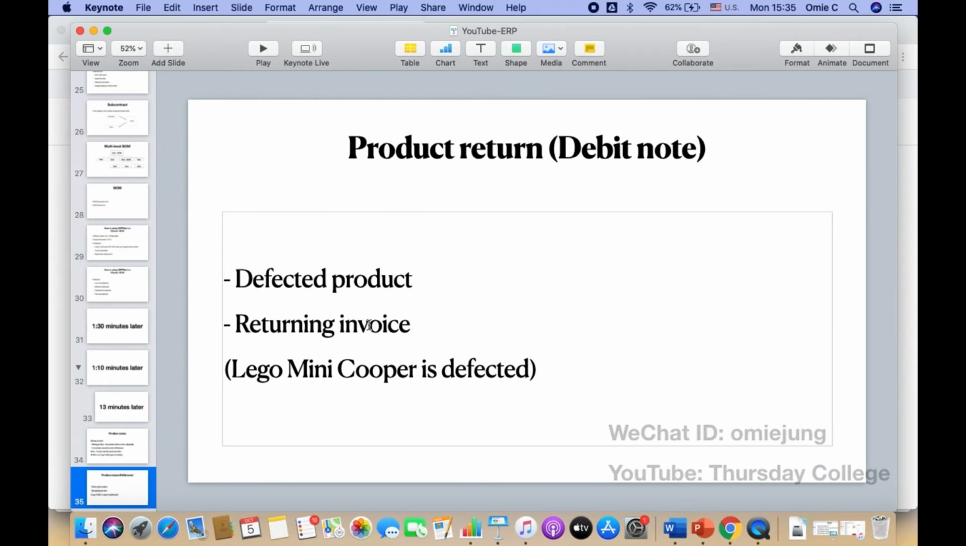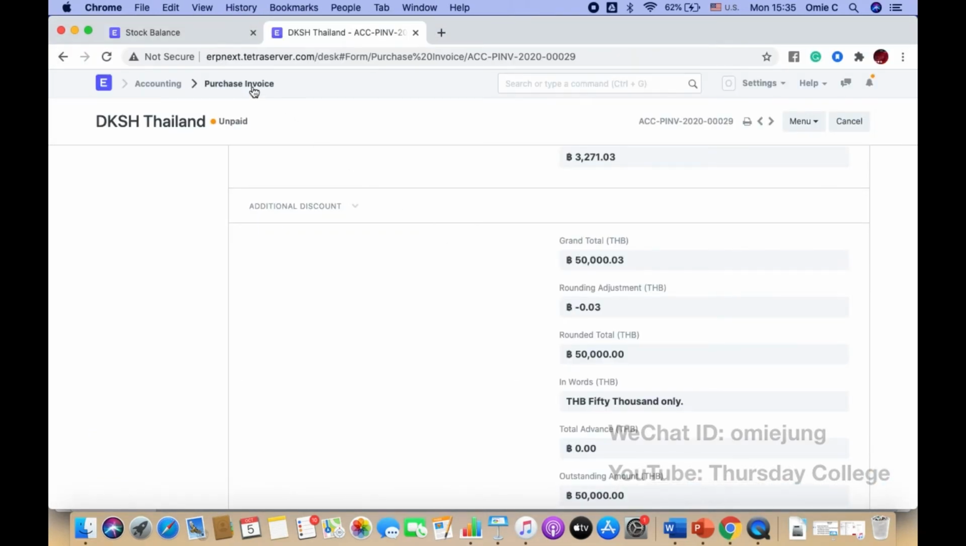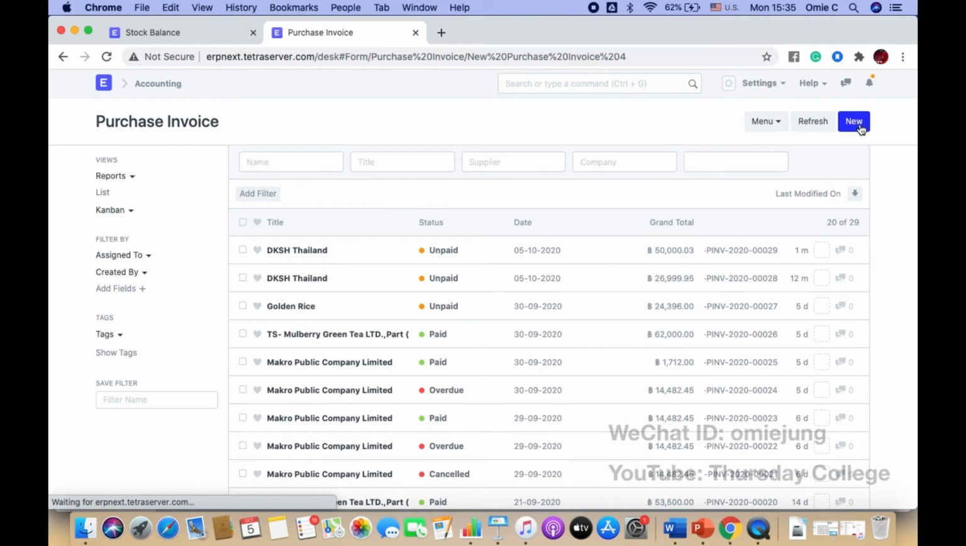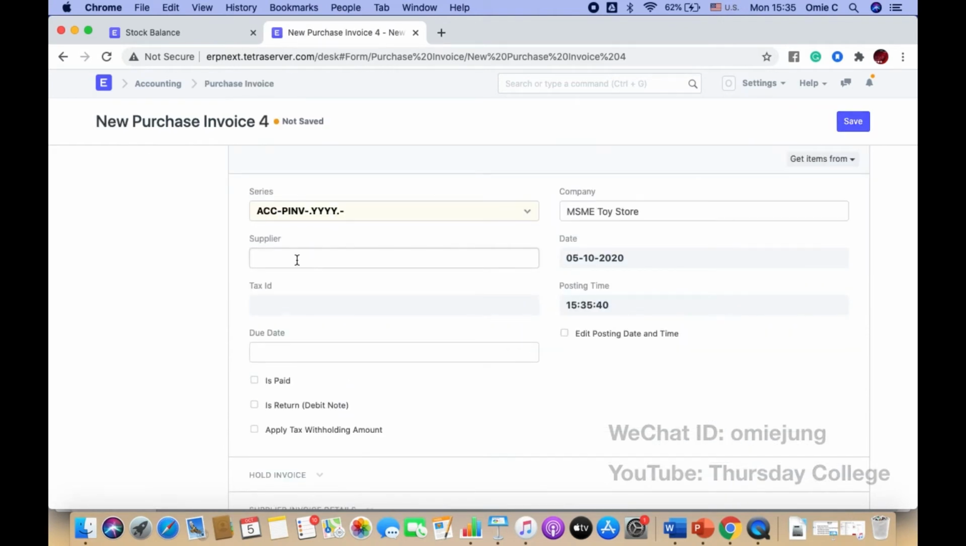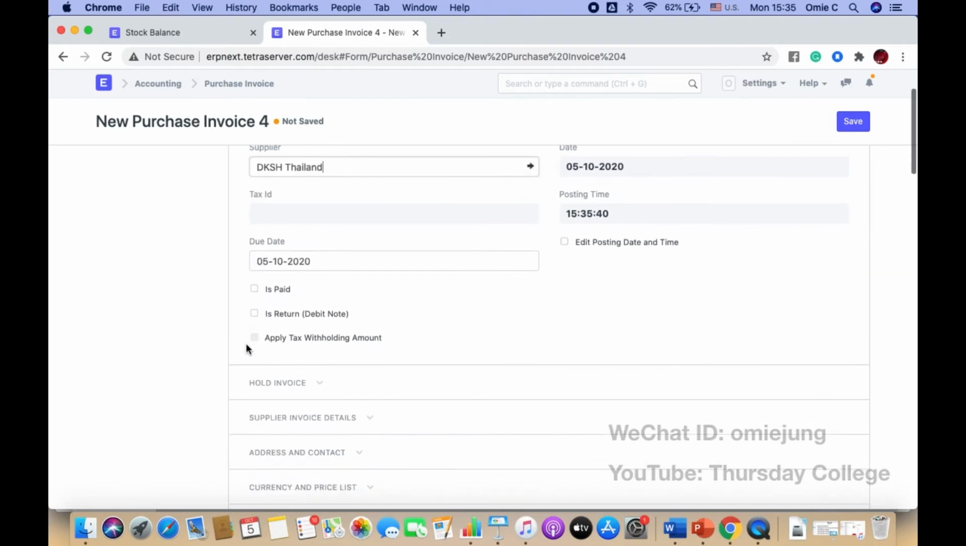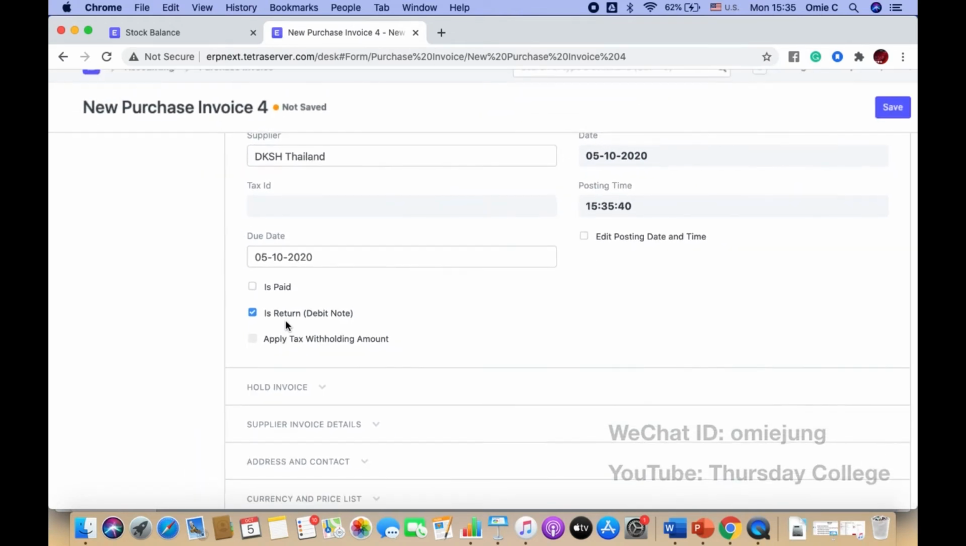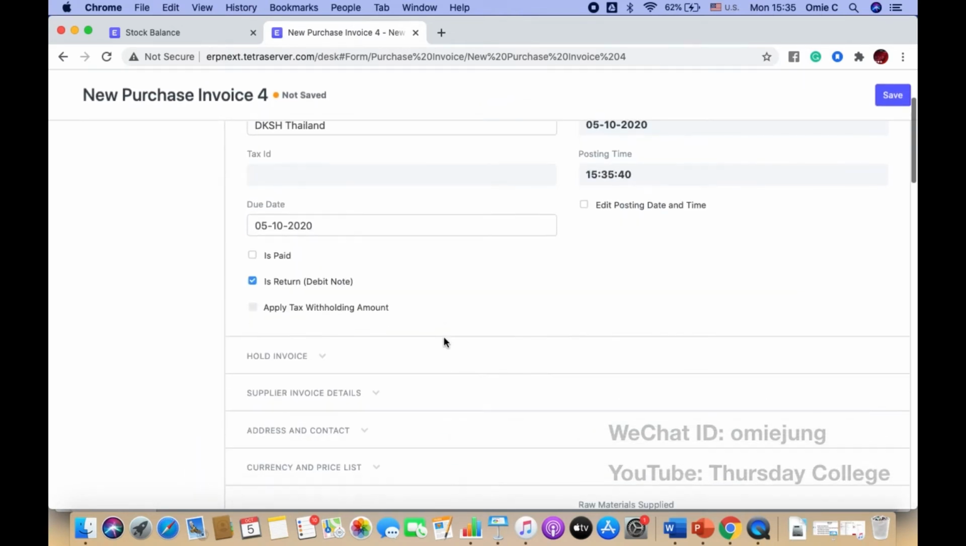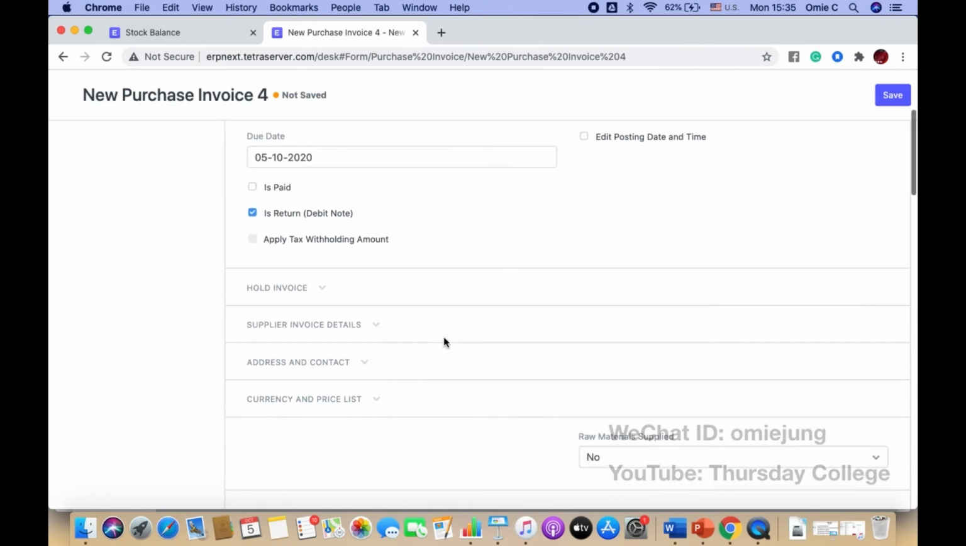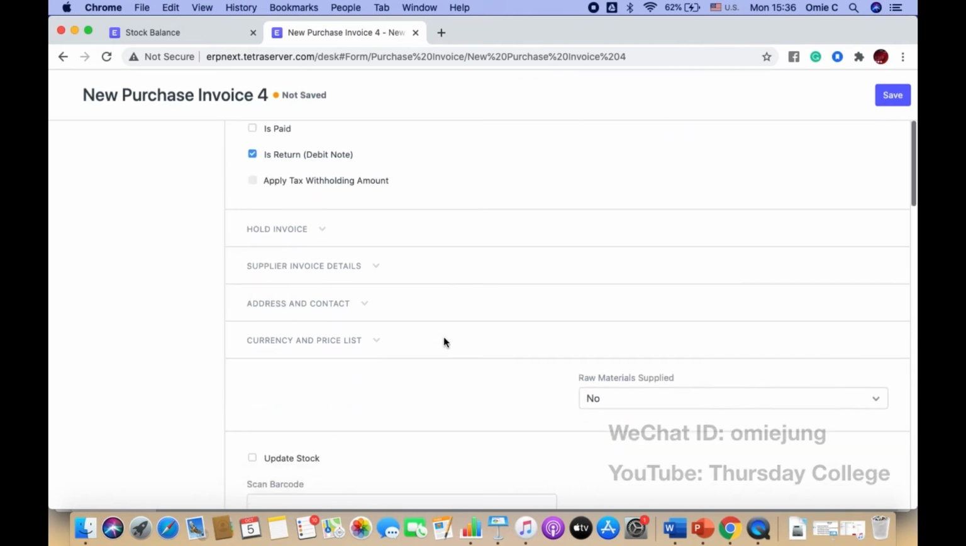If you want to return, you use a return invoice immediately. If you remember, in the last video clip I said that accounting starts with the invoice, right? So you don't need to go back to purchase, you go to the invoice immediately. So you go to purchase invoice and then you set new, the same supplier, right, and this time you set it as return debit note. This one is very important. When you set return debit note, the system will know that this one is for you to return the product.